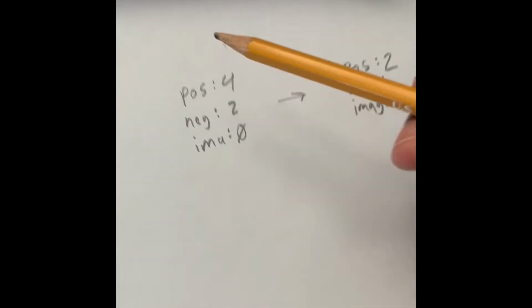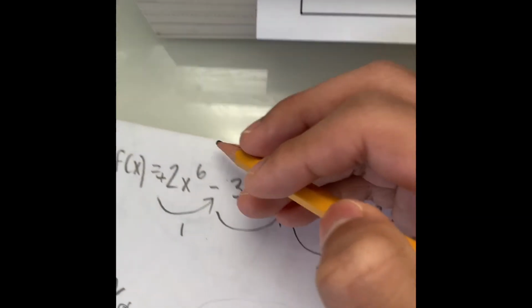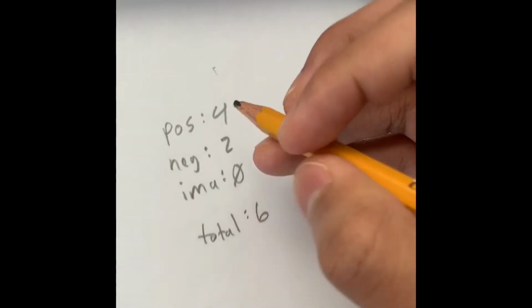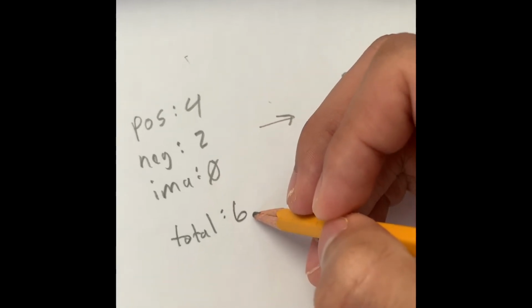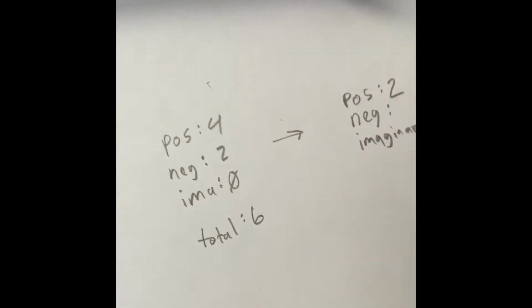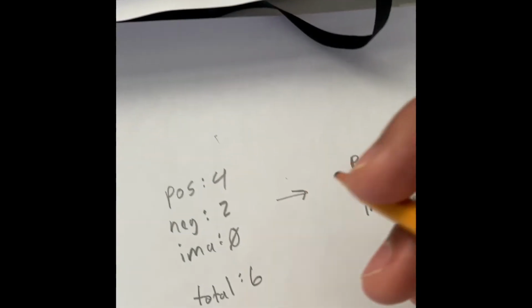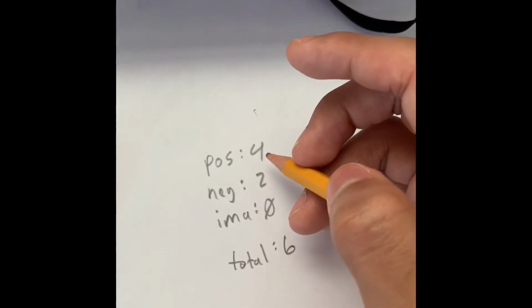We got 4 positive, 2 negatives. So since the highest degree is 6, our total is 6. So all of these have to add up to 6 because you have 6. That's the highest possible number of solutions you can have. So it's 4, 2, 0. However, it's not always this case.